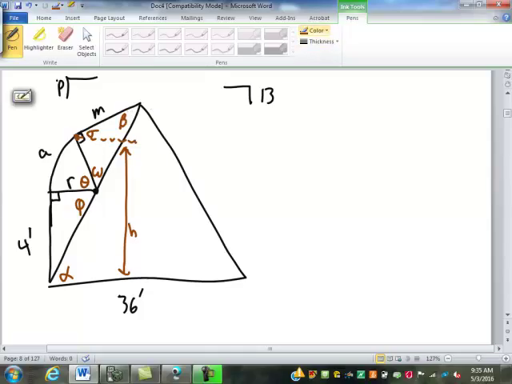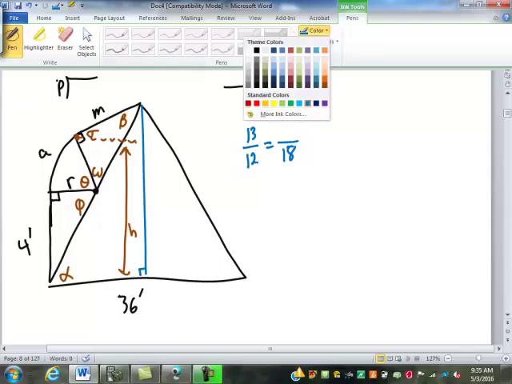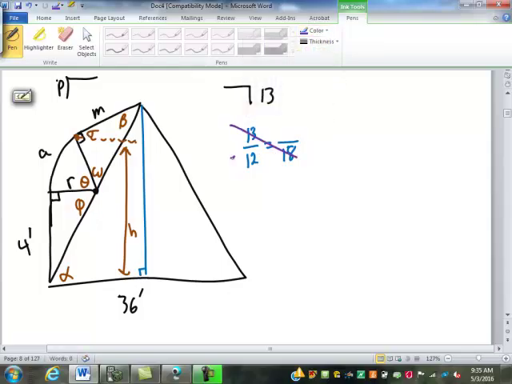So let's get started. What can we find here? Well, the first thing I'm going to find is the overall height of this thing. I've got my 13/12 slope. What's going to go over here? 18, half of the 36. If we cross multiply and divide here, we get 19.5 feet. So this overall height is 19.5 feet tall.